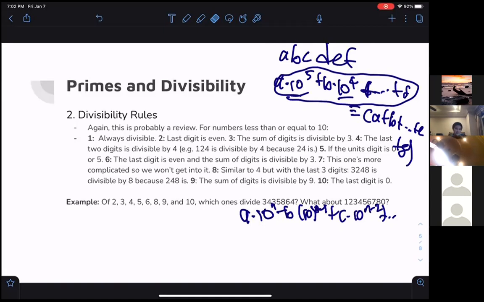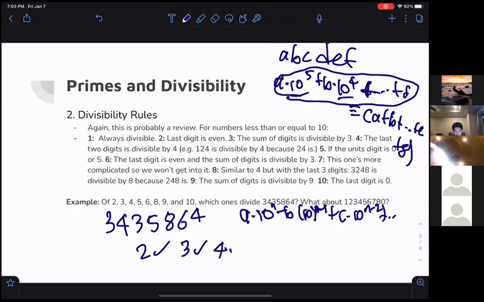For number one, because 4 is even, 2 is good. 3 plus 4 plus 3 plus 5 plus 8 plus 6 plus 4 mod 3 has remainder 0, so 3 is good. 64 can divide 4, so 4 is good. 4 is not a multiple of 5, so no. 6, it can divide 2 and 3, so yeah. 8, 864 can divide 8, so yeah. 9, it can't divide 9, so no. And then 10, no, because the last digit isn't 0.